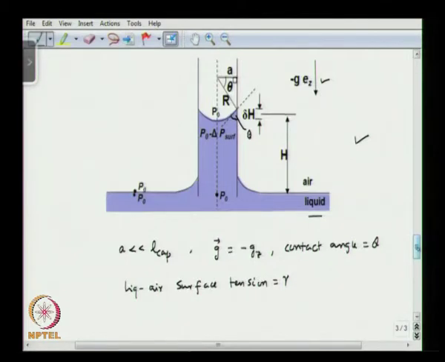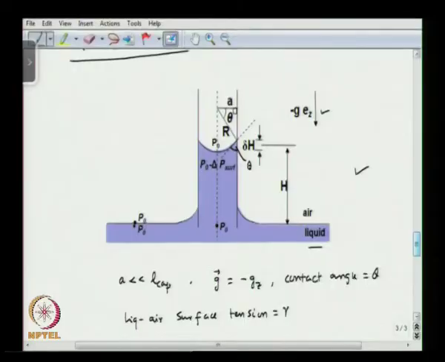So, here we assume that the radius of the capillary is less compared to the characteristic length scale, which means that gravitational force is negligible, and if gravitational force is neglected, we can expect the interface to be spherical in shape. Okay. So, that is the reason why the interface in this case will be spherical in shape.